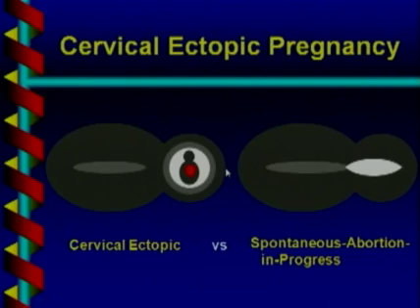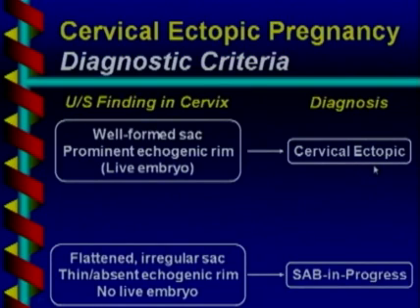Cervical ectopic pregnancies are ones that are implanted in the cervix, and there the potential difficulty is separating it from a spontaneous abortion in progress. The difference, we diagnose a cervical ectopic, one that is implanted in the cervix instead of one that's passing through it, if we see a nice well-formed gestational sac with a nice bright ring around it, especially if we see an embryo with a heartbeat. If we see a flattened sac without a nice bright ring around it, no embryo or heartbeat within it, we diagnose a spontaneous abortion in progress.